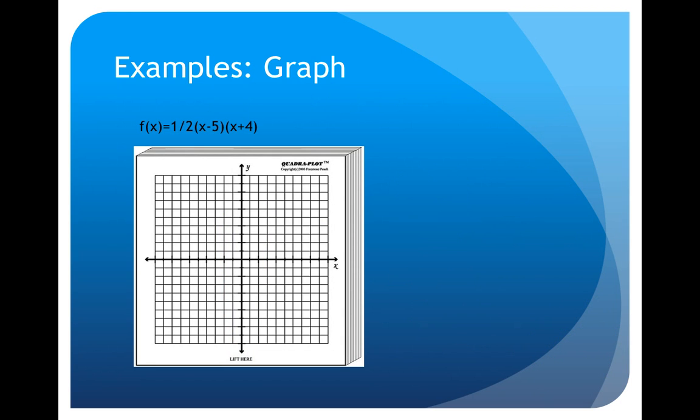Here's another one that's in factored form. So again, find those x-intercepts. X minus 5 equals 0. I can add 5 to get x equals 5. X plus 4 equals 0. I can subtract 4 to get x equals negative 4. So my graph's going to cross at negative 4 and positive 5.